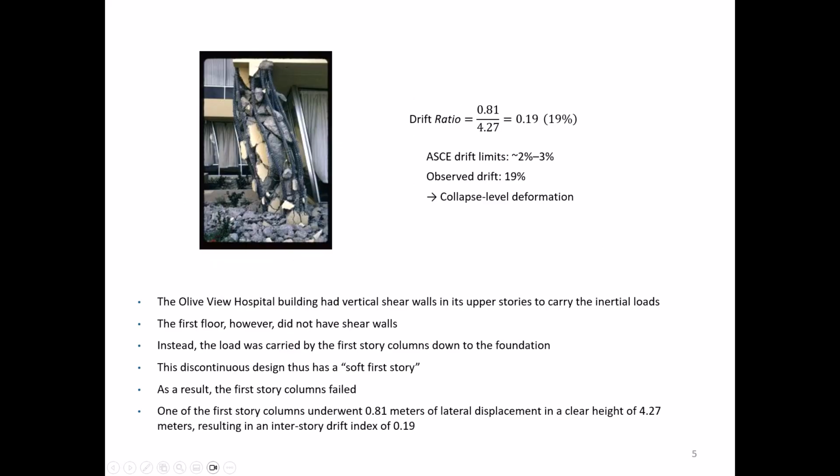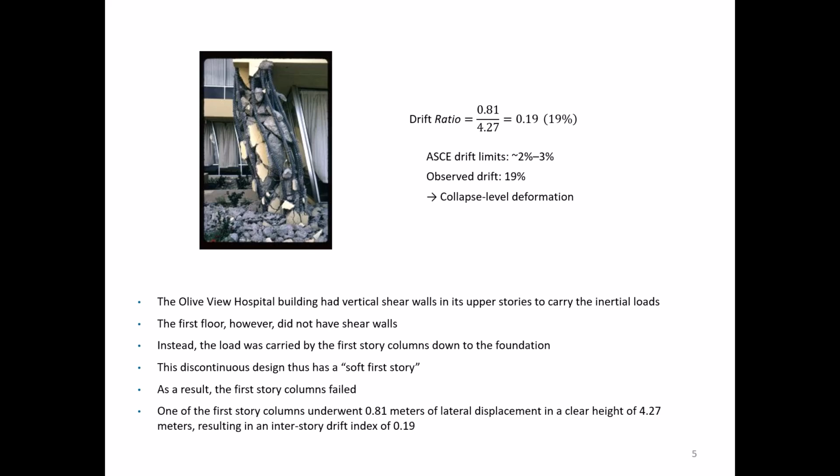Here is a reinforced concrete column that failed in the Olive View Hospital. This hospital did have vertical shear walls in its upper stories to carry the inertial loads. However, the first floor did not have shear walls. Instead, the load was carried by the first story columns down to the foundation. This discontinuous design is what we call a soft first story, which is a huge issue in buildings in active seismic zones. As a result, the columns failed.